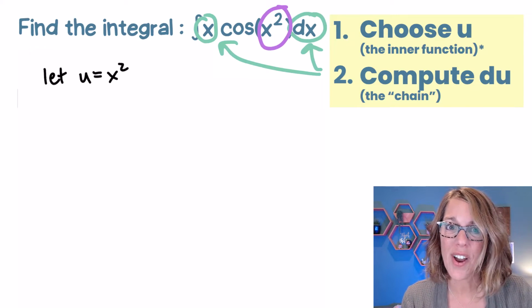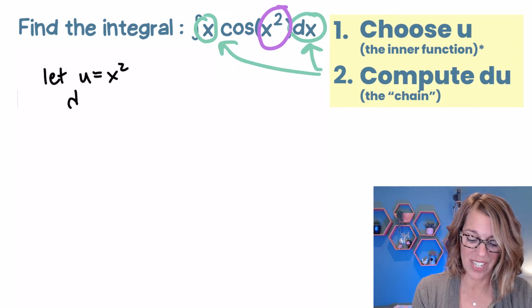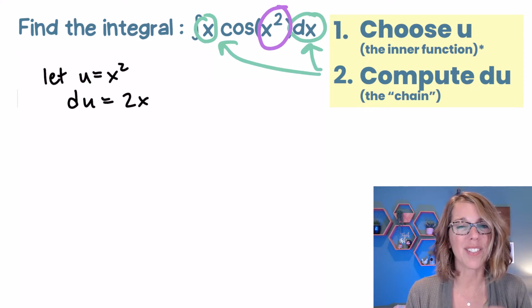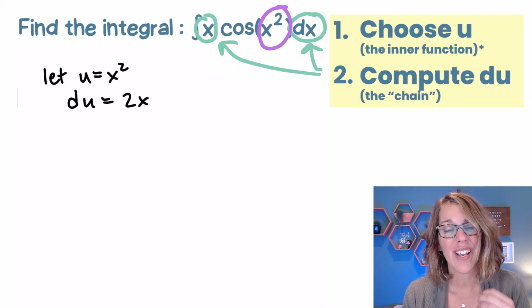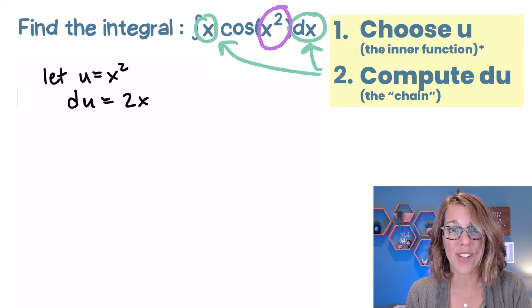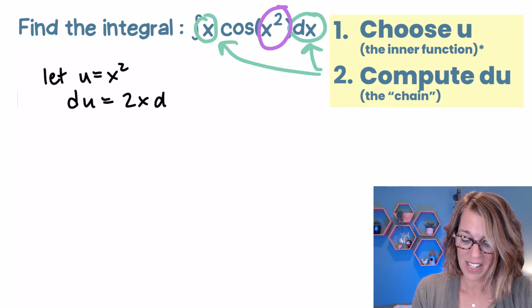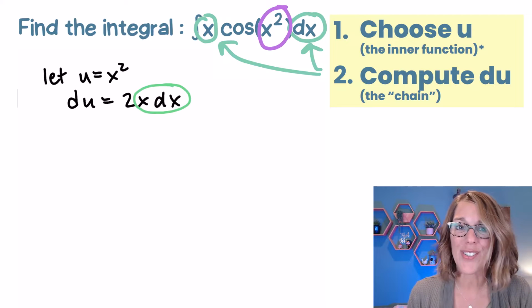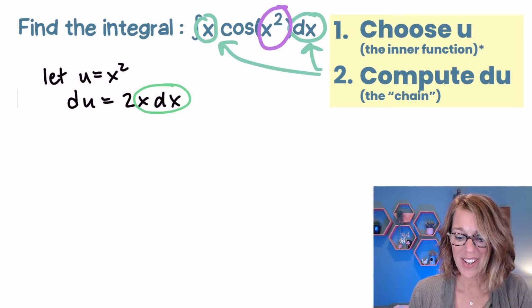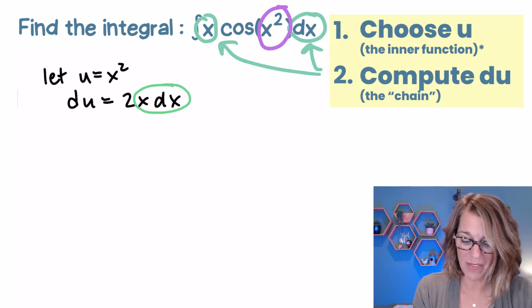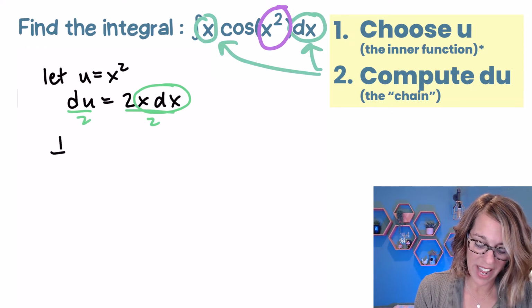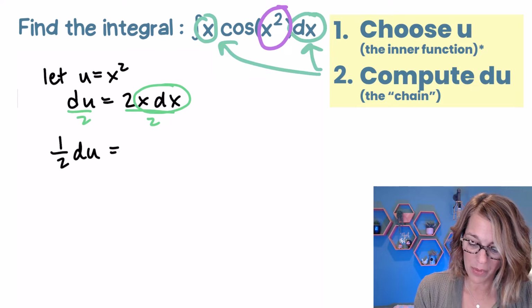I also need to figure out what du is. So du, taking its derivative, I'm going to do 2x, but I'm really using implicit differentiation. I'm going to follow each of these derivatives of u with a dx. Now it's almost what we have up there in the integral, but notice I only circled the x and the dx. Right now I've got that 2, so I'm going to divide both sides by 2, and that gives me 1/2 du.